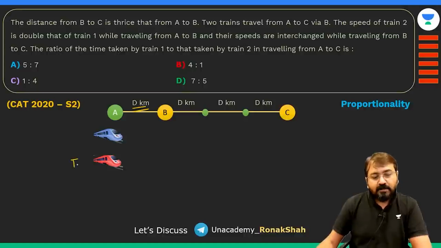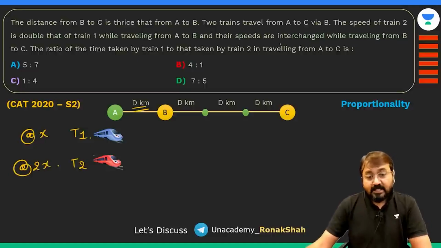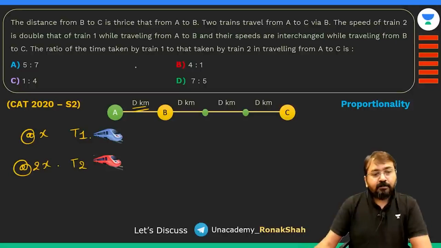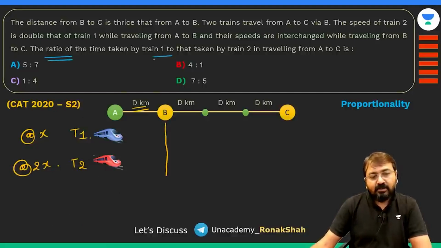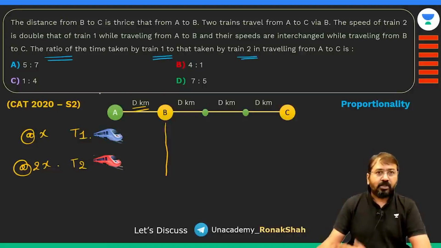Okay, so this is my train 2, this is my train 1. If this speed is say x, then this speed is 2x, double. Okay, and their speeds are interchanged while traveling from B to C. So after this point, the speeds are being interchanged. Okay, so we are asked to find out the ratio of time taken by train 1 to that by train 2. What is the ratio of time?